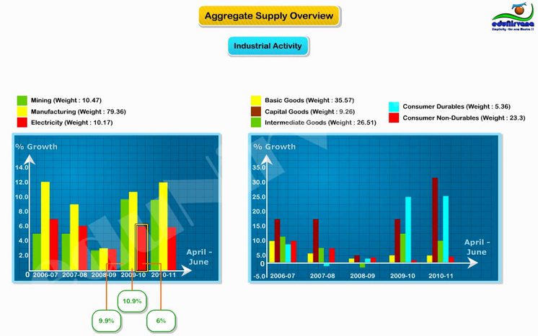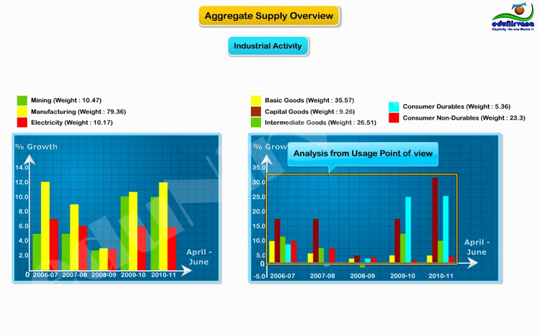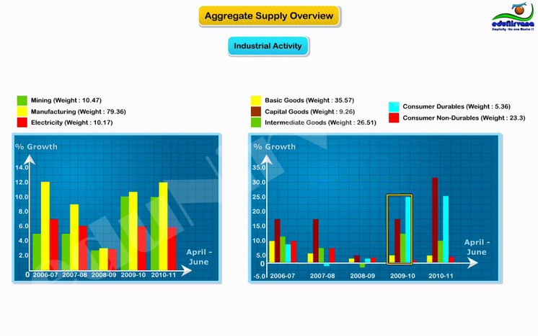Similarly, inadequate coal production and delayed imports adversely affected the coal availability, leading to lower thermal generation. Trends from usage point of view. The pace of recovery in industrial production during 2009-2010 is evident from the fact that the IIP almost reached the level which would have been achieved had the high growth phase of 2005-2007 not been interrupted in the subsequent 2 years on account of the global crisis.